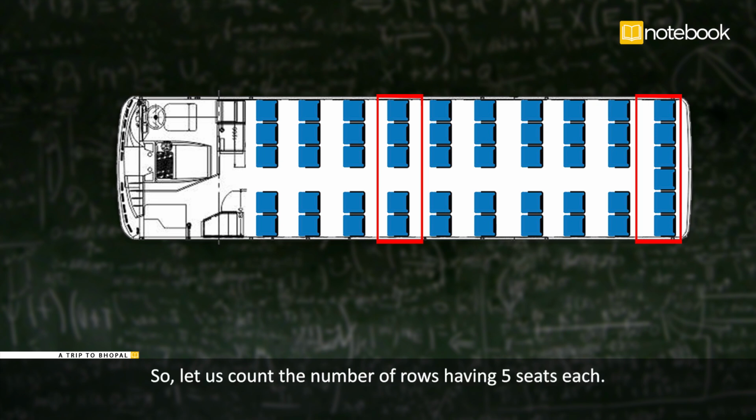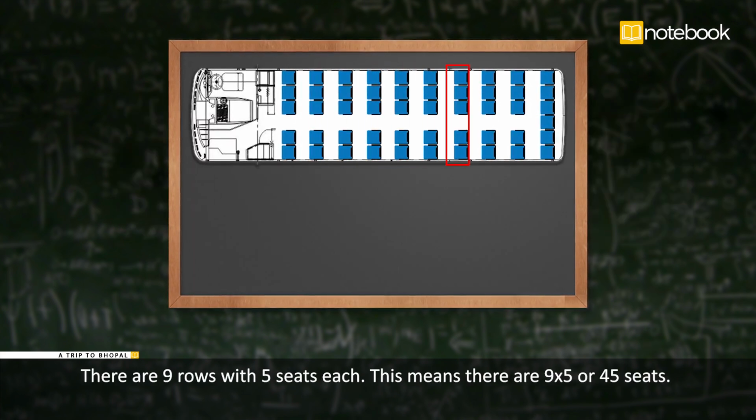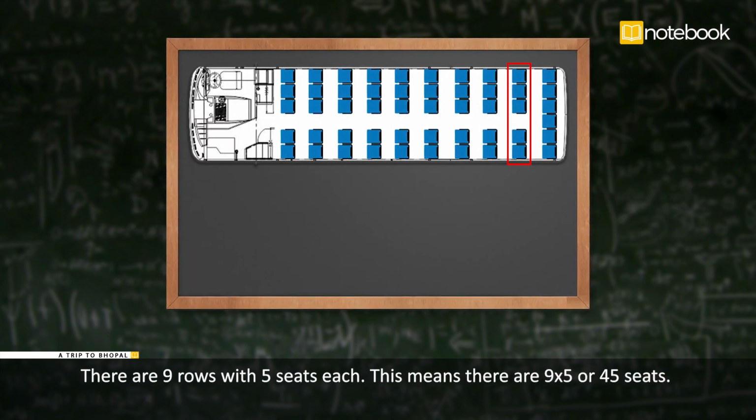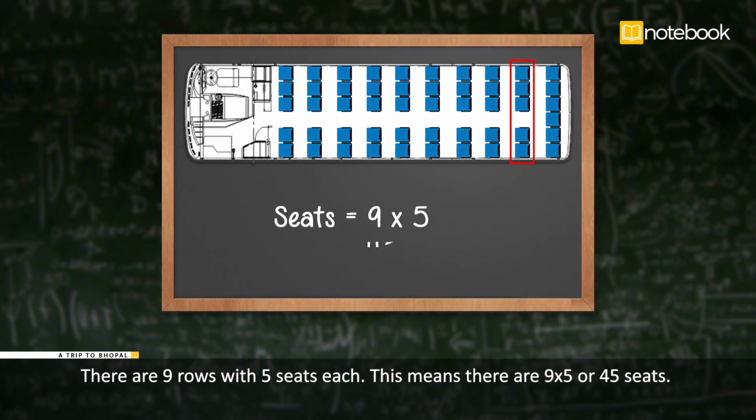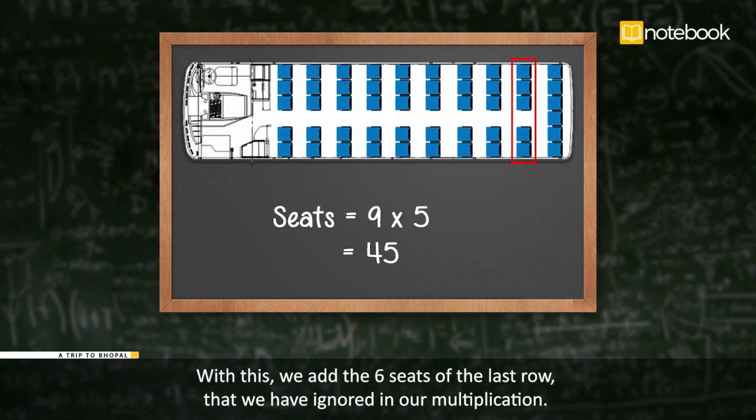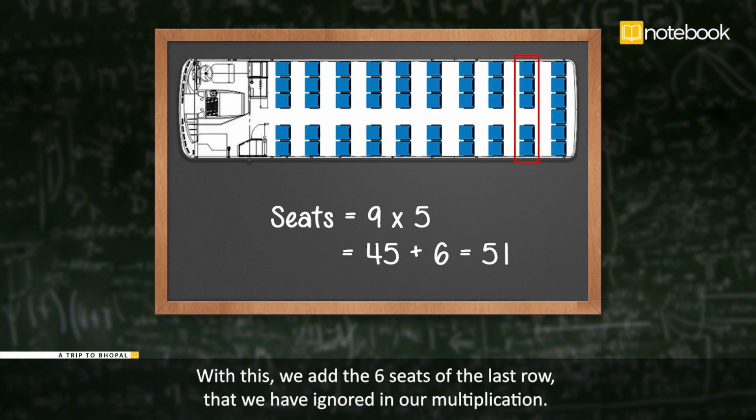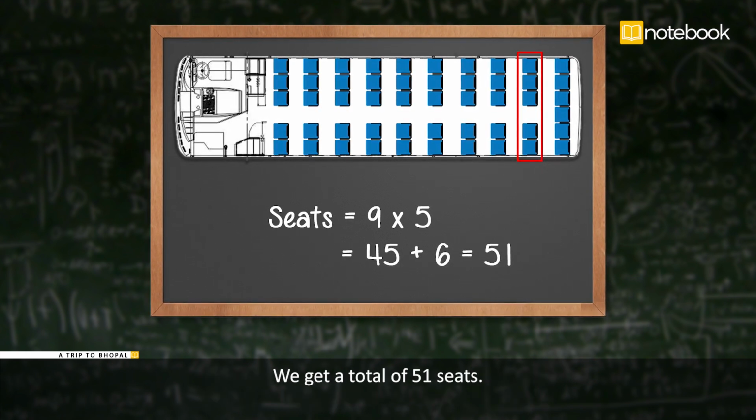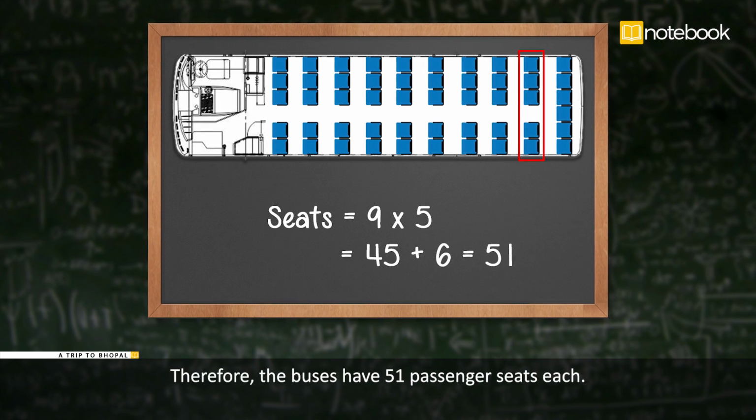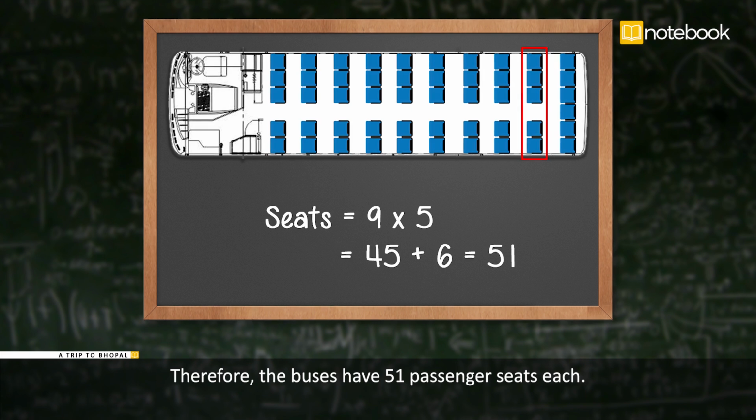So, let us count the number of rows having 5 seats each. There are 9 rows with 5 seats each. This means there are 9 multiplied into 5 or 45 seats. With this, we add the 6 seats of the last row that we have ignored in our multiplication. We get a total of 51 seats. Therefore, the buses have 51 passenger seats each.